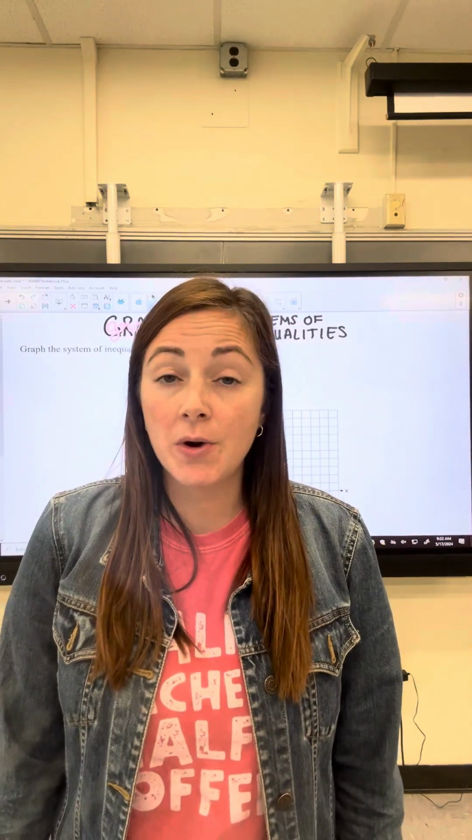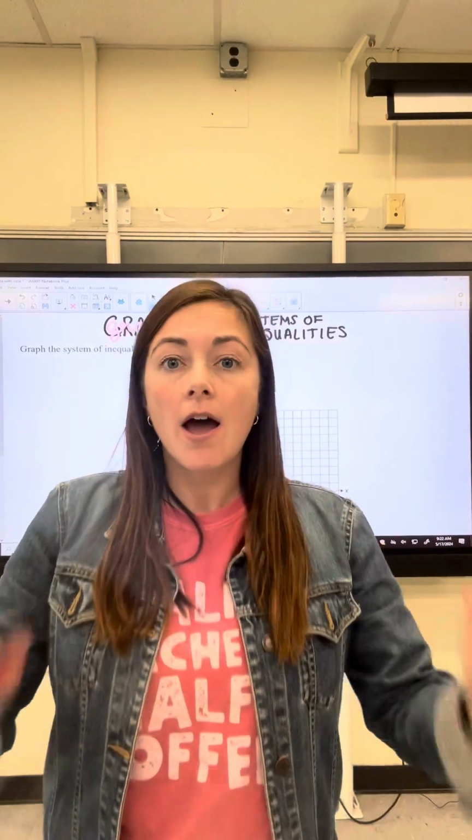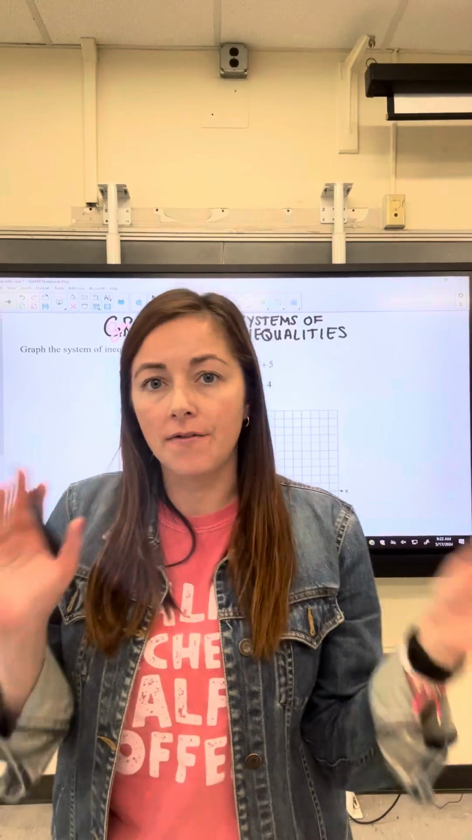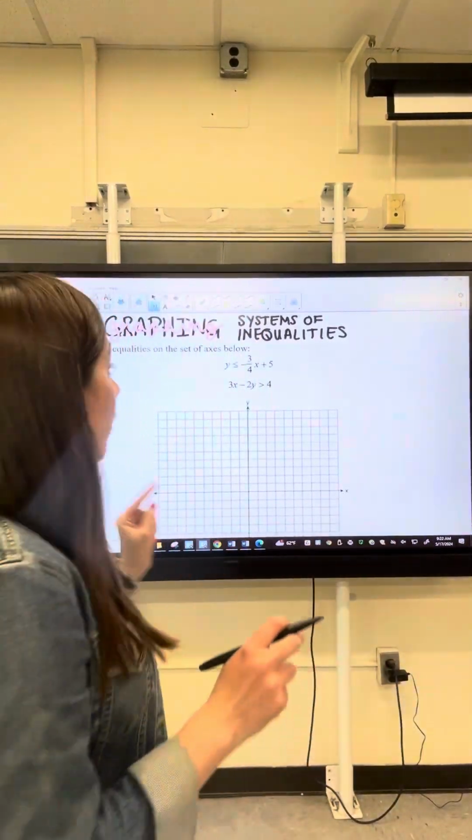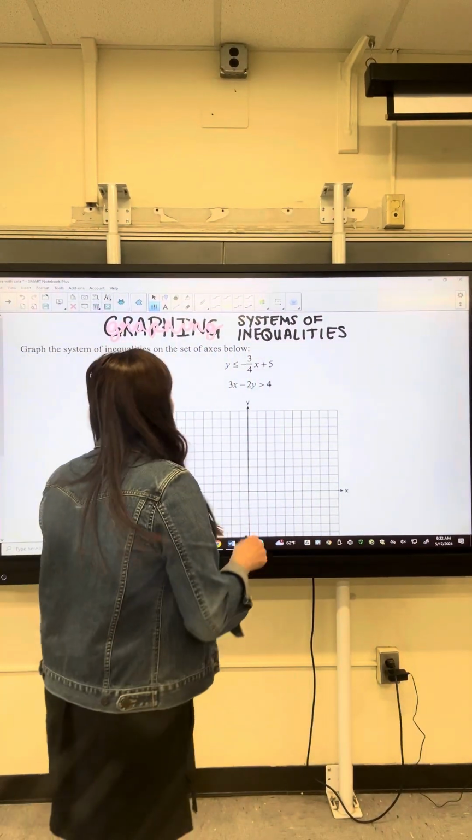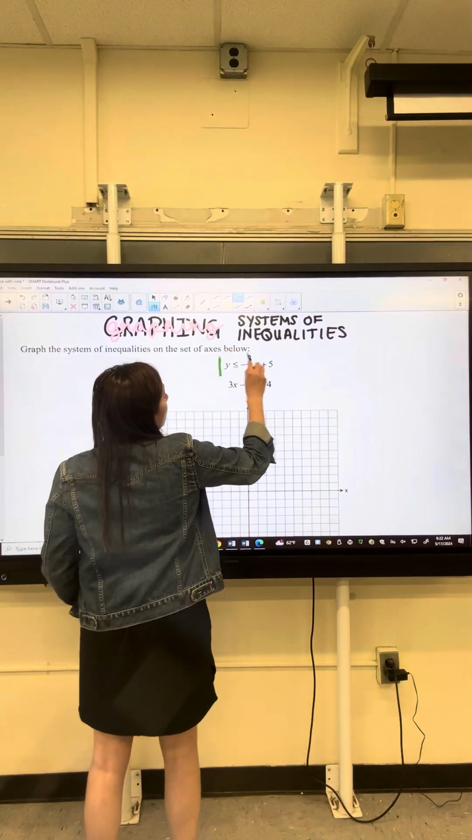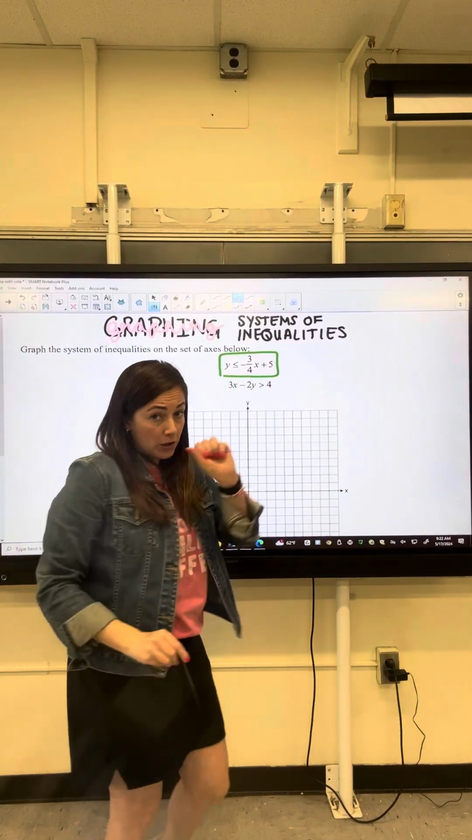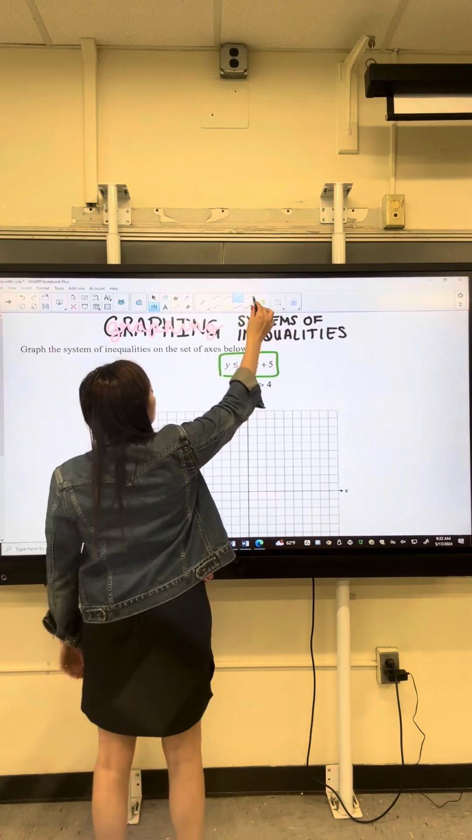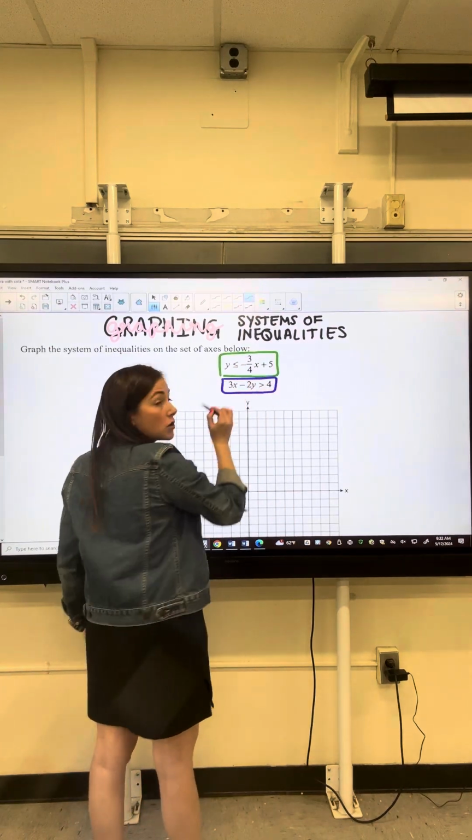So today I'm going to teach you how to graph a system of inequalities, how to shade and all that fun stuff, okay? So first thing we want to do when we are graphing is we want to make sure y is by itself, and I'm going to color code this. So y is already by itself there, so we're good. Now the other one, y is not by itself. So I'm going to do that first.